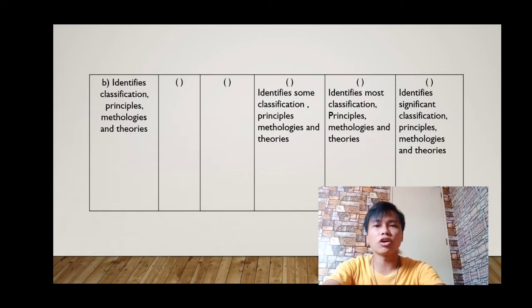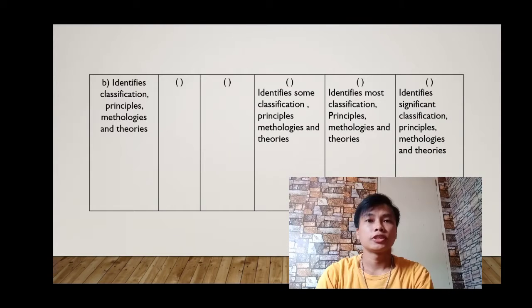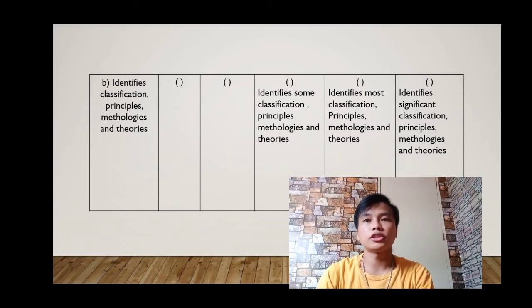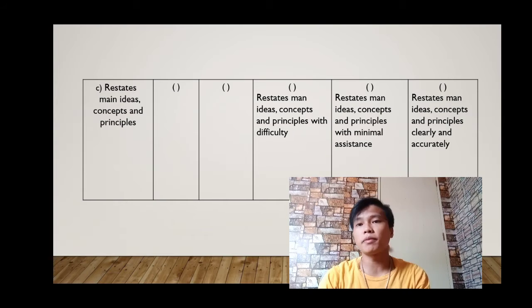So in this category, the students identify all the significant classification, or they recognize all the classification or the principles they read or they see, which makes them competent students. So let's proceed to another situation of the cognitive task, which is remembering. So the third situation is the students can restate the main ideas, concepts, and principles.